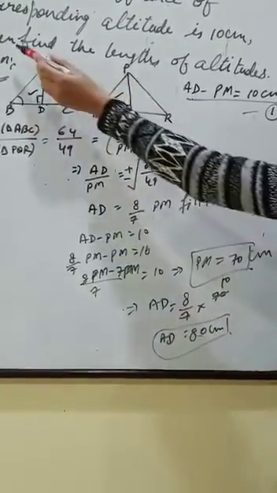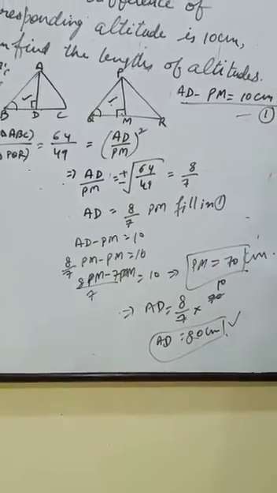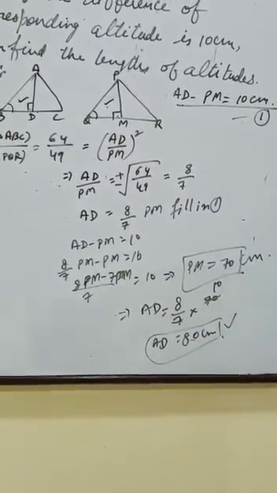They are asking us to find the length of the altitudes. So the lengths of the altitudes are one 80 centimeter and another 70 centimeter.